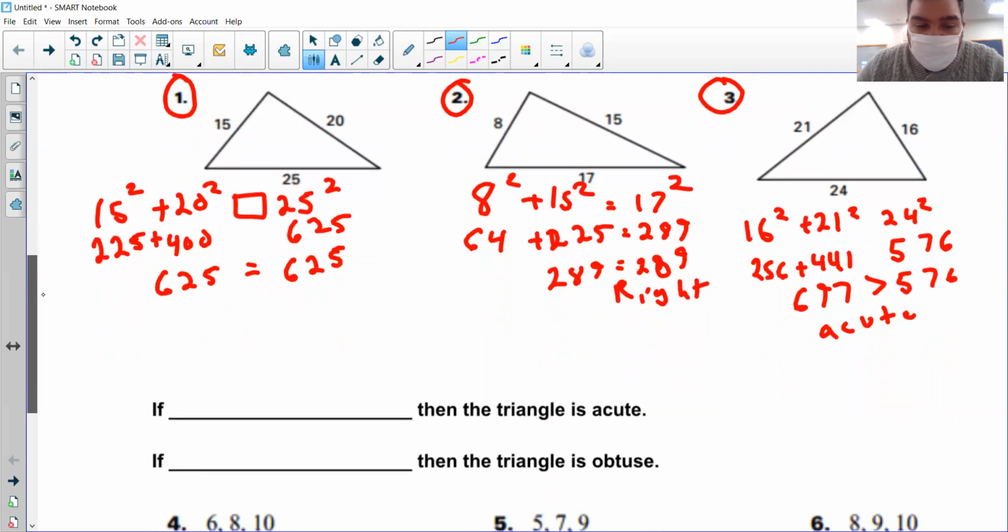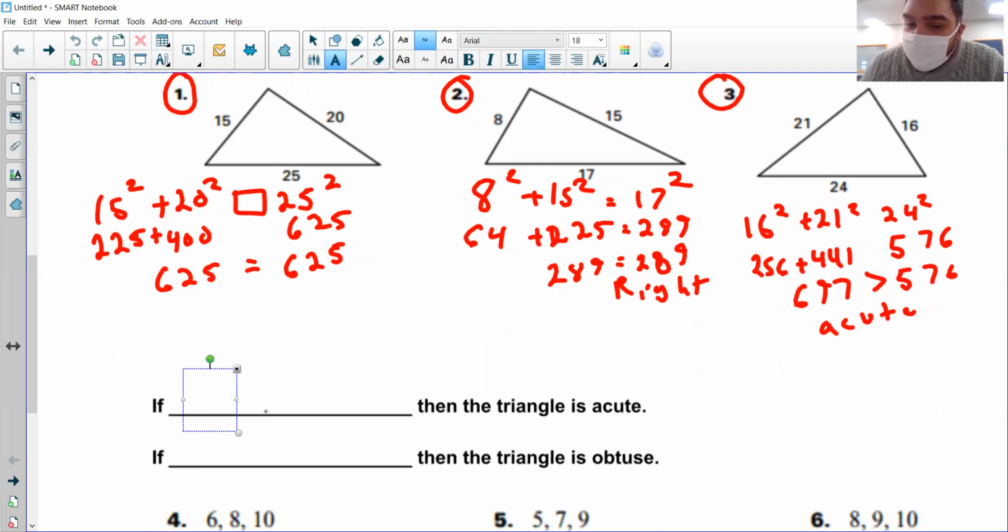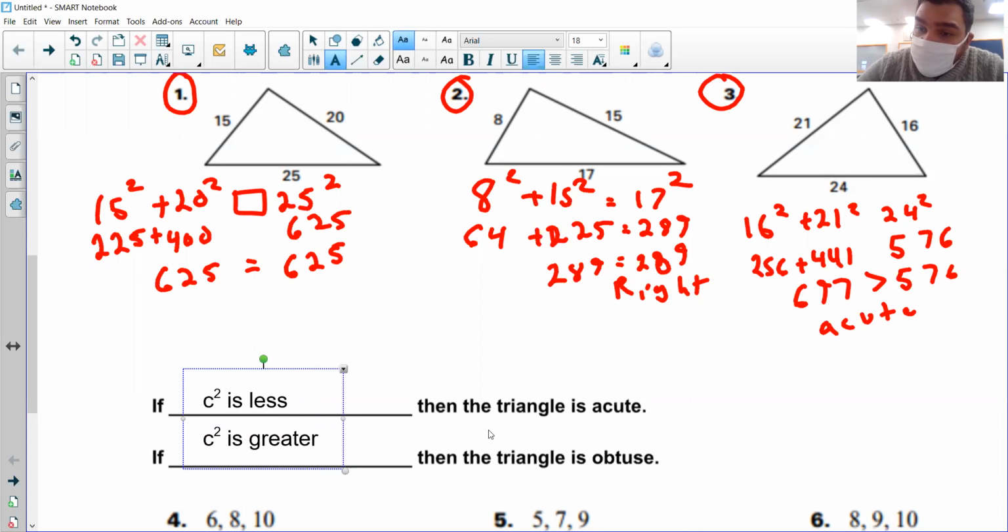Okay. So we could all fill this in. If what? Then the triangle's acute. The answer is right, acute. I agree. Let's fill in these blanks down here, though. If C squared is less, then the triangle's acute. If C squared is greater, then the triangle's obtuse.